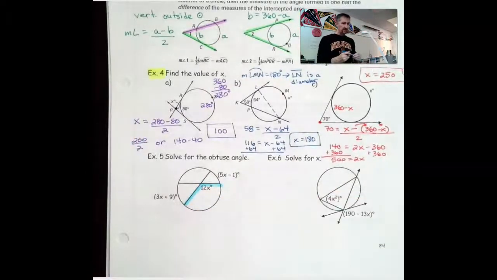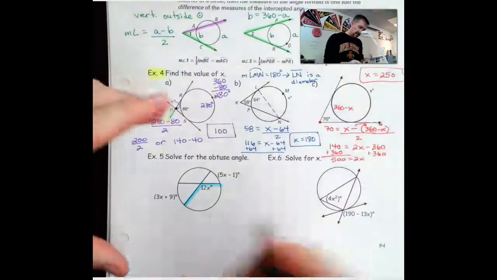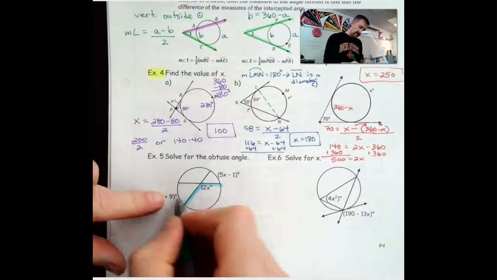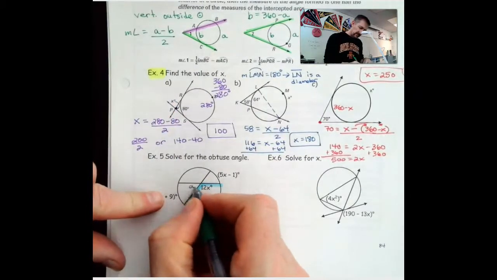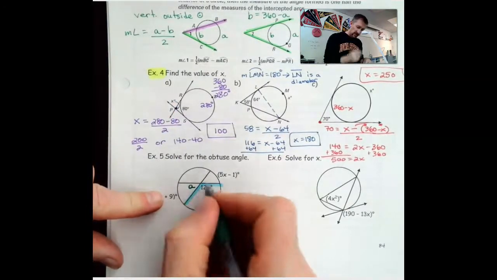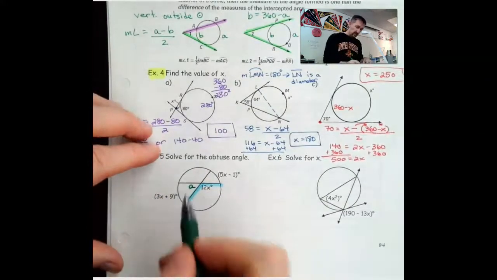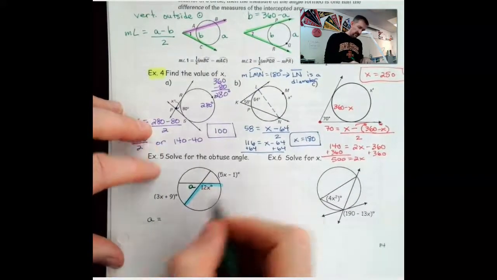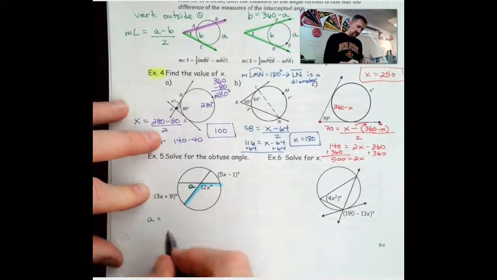So that's what we're trying to find, but we're going to have to go about it in a roundabout way. So we want to focus. We have these two arcs out here, which means we could focus on this angle or this angle, either one. So what does that angle equal? That angle equals this plus this divided by 2.